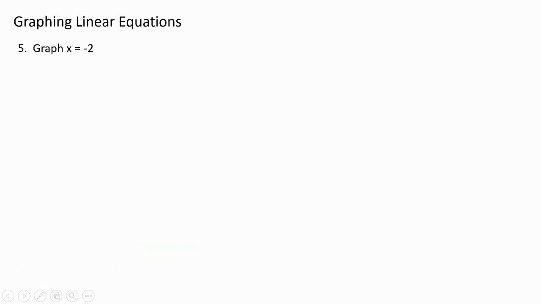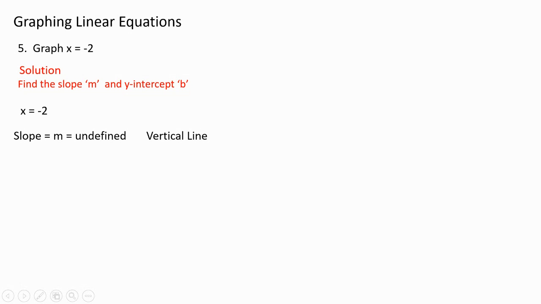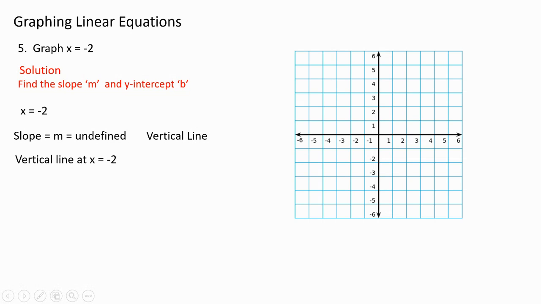Now let's do number 5. The graph of x equals -2. Solution. My slope is undefined, because recall from the earlier slide, when you have a vertical line where x equals a number, x equals -2, the slope is undefined. So it's going to be a vertical line at x equals -2. So we go here to -2, and we're going to do a vertical line there. Okay, now observation. When the equation is x equals a number, or a constant, the vertical line will be at that number or at that constant.